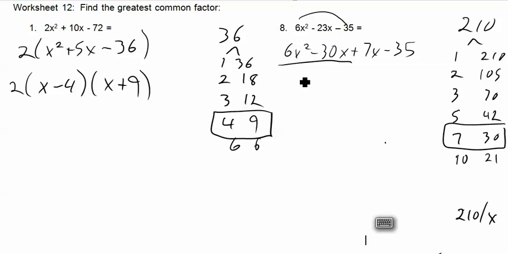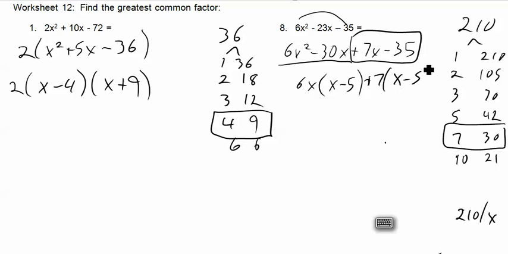We look at these two. What can we factor out? We can factor out a 6x. So 6 divided by 6 is 1, and take away one of the x's. Negative 30 divided by 6 is negative 5. We took away the x. What do we need to do to 7 to get it to be x? Divide it by 7, and we have our x minus 5. Last step, 6x plus 7, x minus 5.